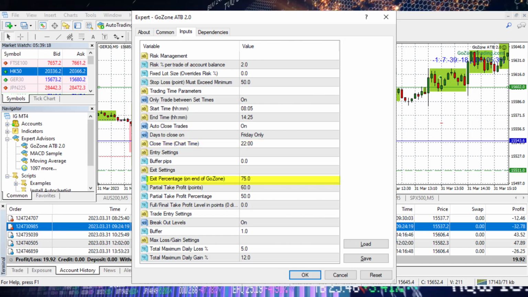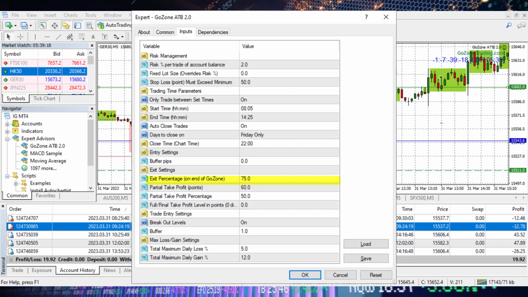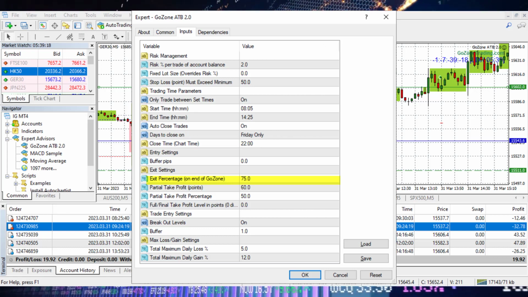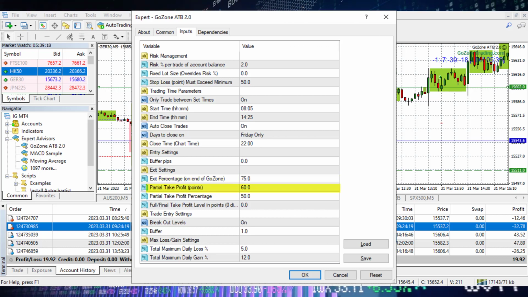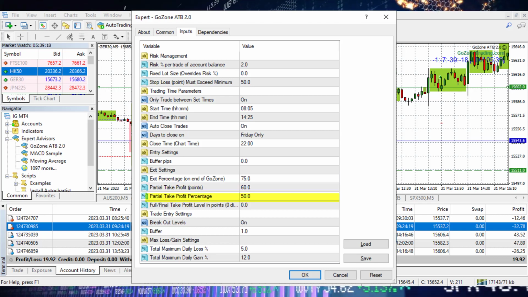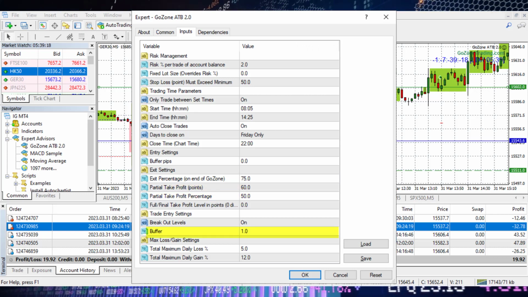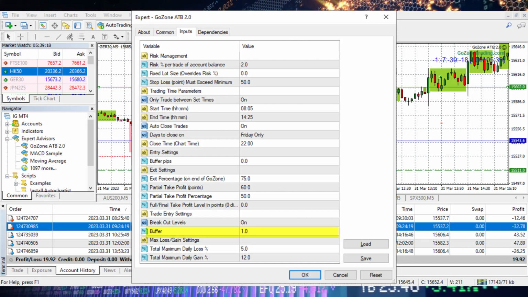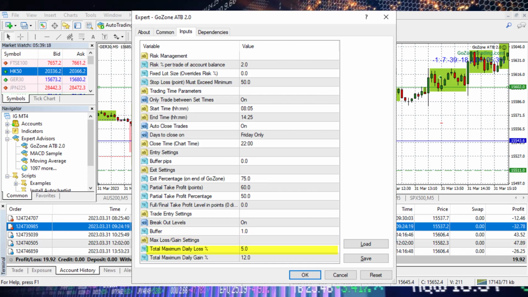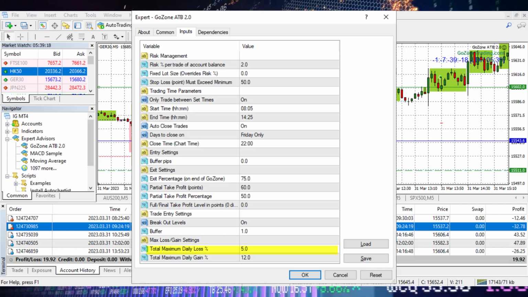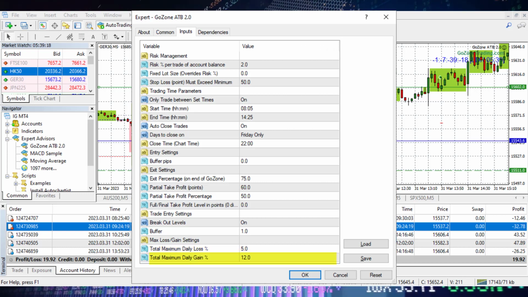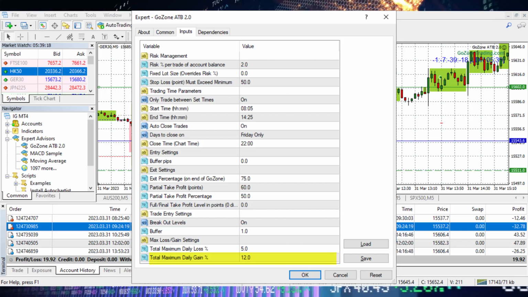We are going to close out 75% of our trade once the market trades outside the go zone. Our first take profit is 60 points. If we hit that target, we will close out 50% of our trade. Our breakout line buffer is 1 point, and I'm willing to risk 5% of my trading account on today's trading, and hopefully we'll get a gain of 12% is my target.